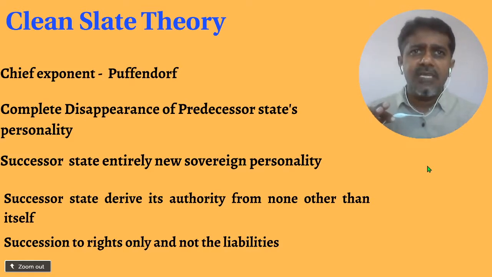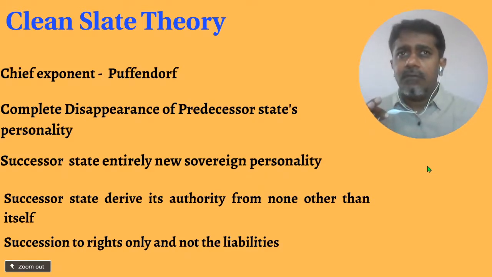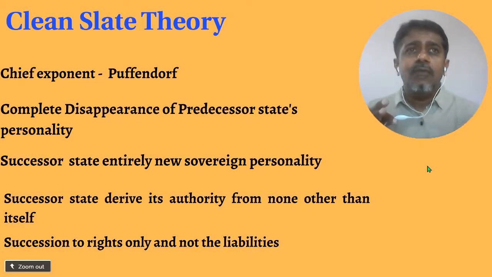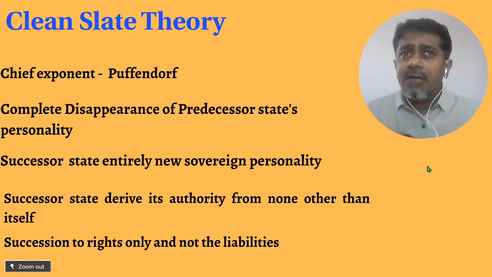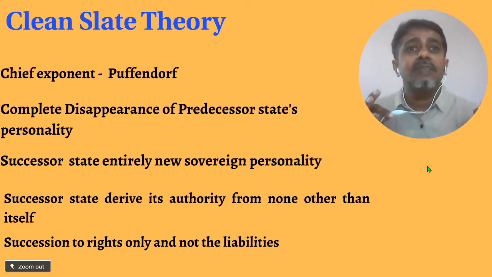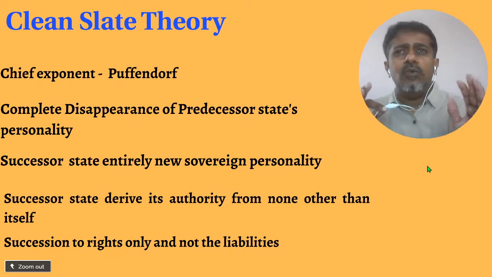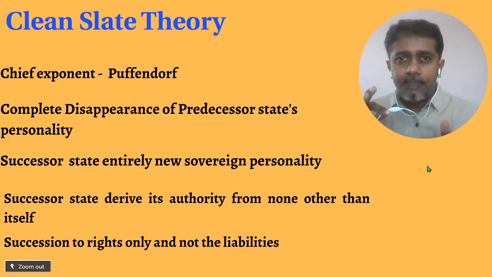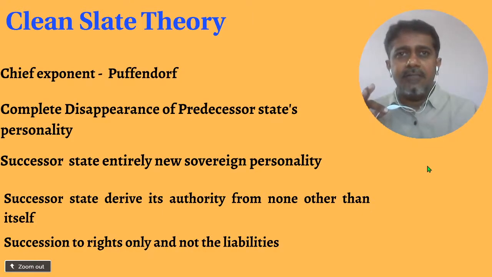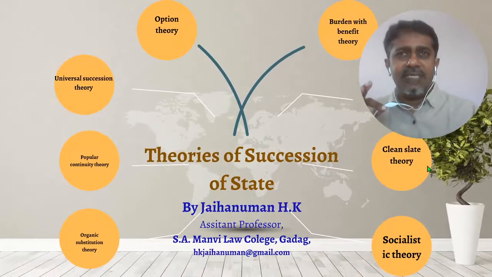We have rights towards the territory, we have rights towards the properties. If people have taken loans from the predecessor state illegally, from the resources which have been generated from our territory, for them you are liable, and I am entitled. So according to this clean slate theory, succession can happen only with respect to rights and not with respect to liabilities. One of the most important contentions of the clean slate theory. That's the key principle under this head. So that's with respect to the clean slate theory.